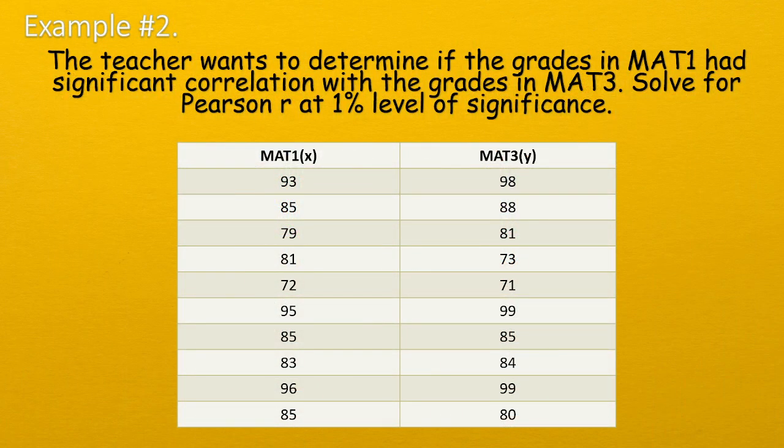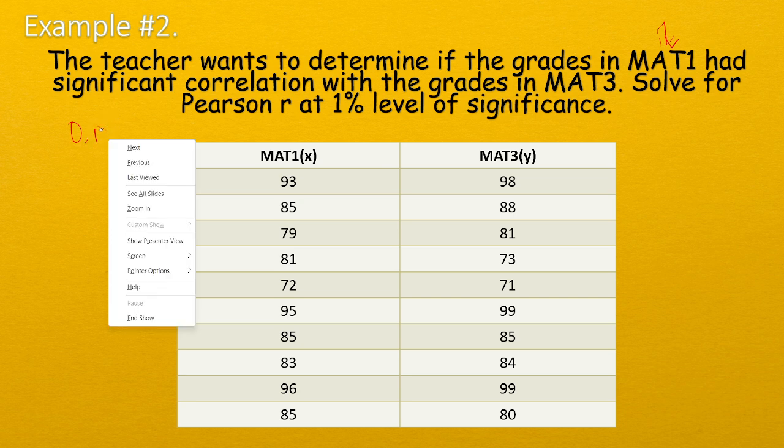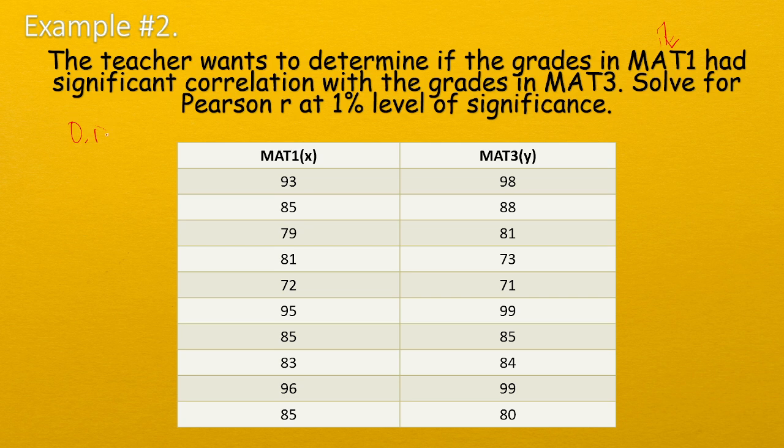Okay, so dito class, the teacher wants to determine if the grades in Math 1 had a significant correlation with the grades in Math 3. Solve for Pearson R at 1% level of significance. Yung 1% na yan, we can convert that one in decimal, which is 0.01. Okay, now bilangin natin yung ating N. 1, 2, 3, 4, 5, 6, 7, 8, 9, 10.